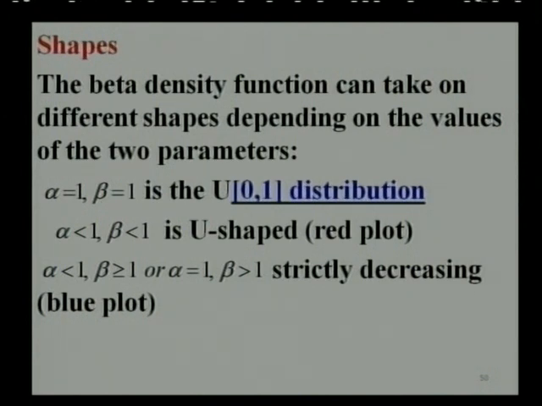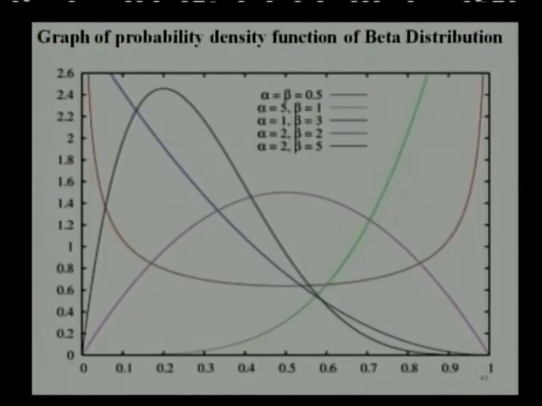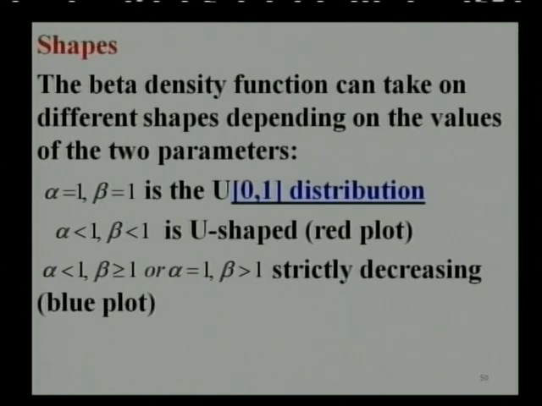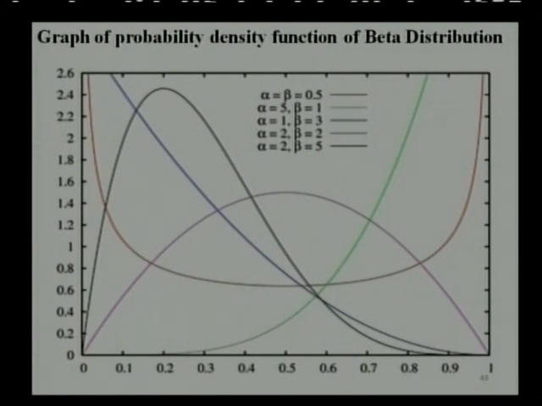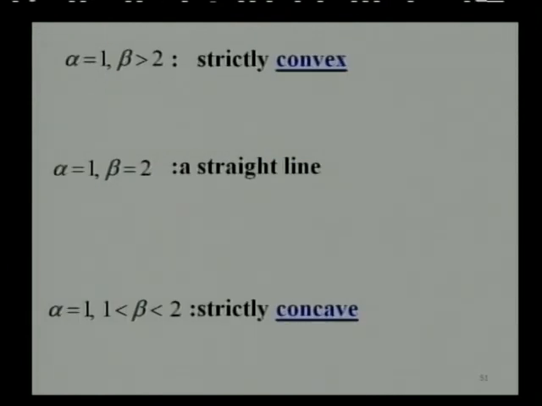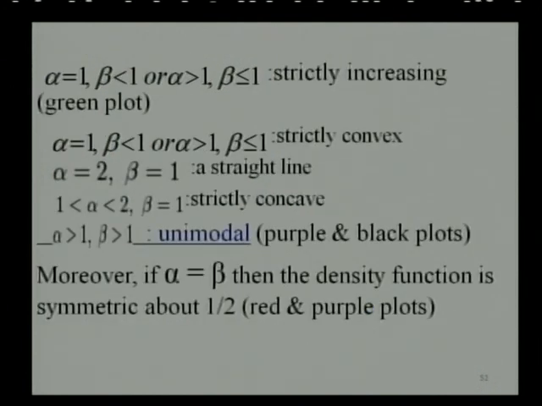When alpha is less than 1 and beta is less than 1, the shape is U-shaped. You can see the red line in a U-shape, which shows the parametric values where alpha and beta are both less than 1. When alpha is less than 1 and beta greater than 1, or alpha is 1 and beta greater than 1, it is a strictly decreasing kind of curve, which is shown by the blue line. Other shapes of the distributions of beta type 1 are shown on your screen.